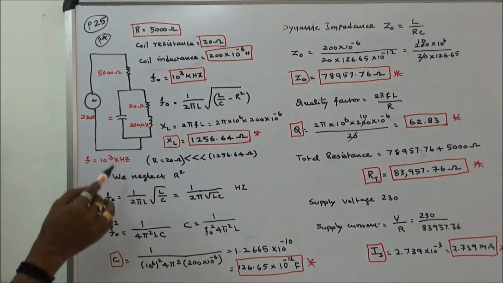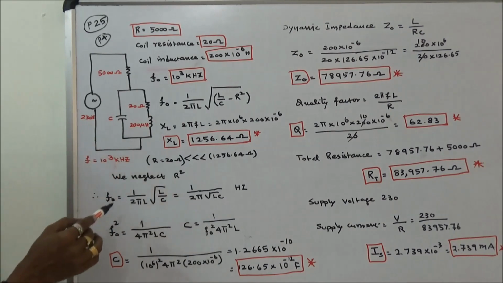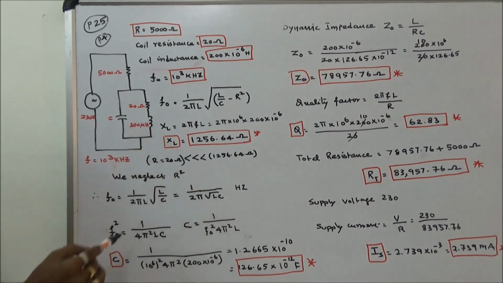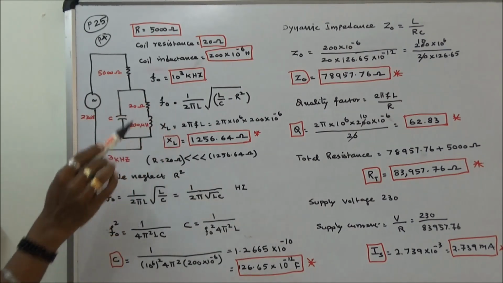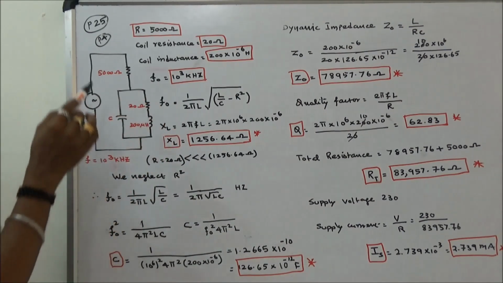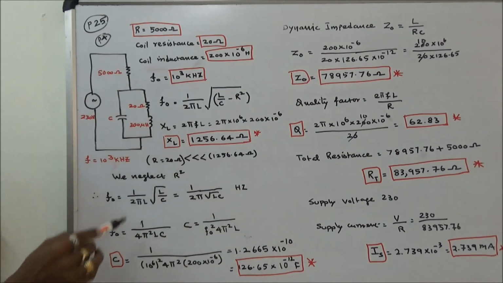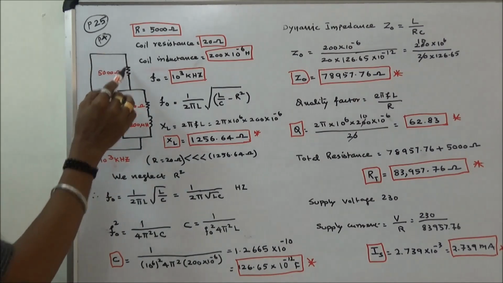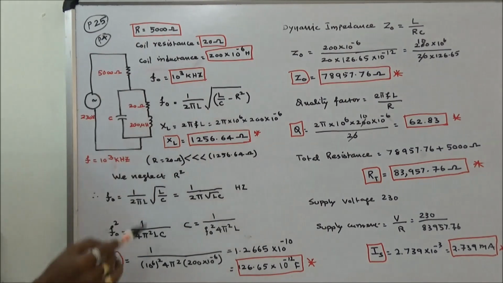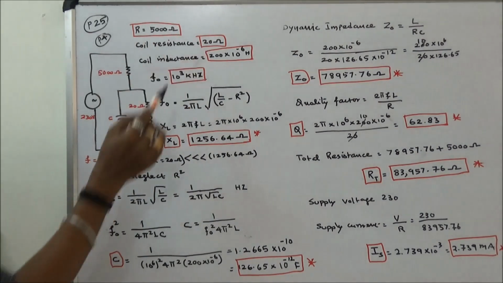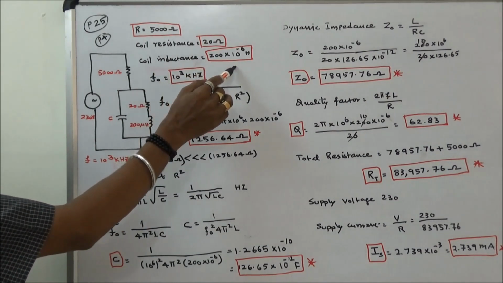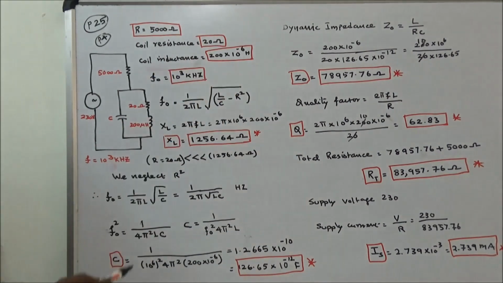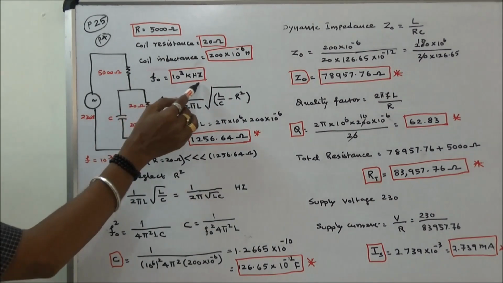The question is: calculate the value of C, calculate XL, calculate the dynamic impedance Z0, calculate the quality factor, and also calculate the supply current. The series resistance is 5000 ohms. Coil resistance is 20 ohms. Coil inductance is 200 into 10^-6 henries. Resonant frequency is 10^3 kilohertz.